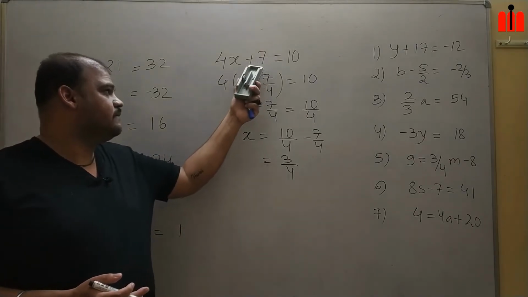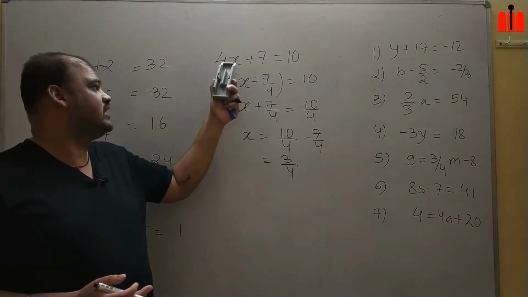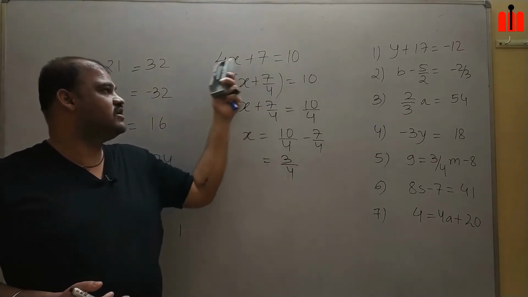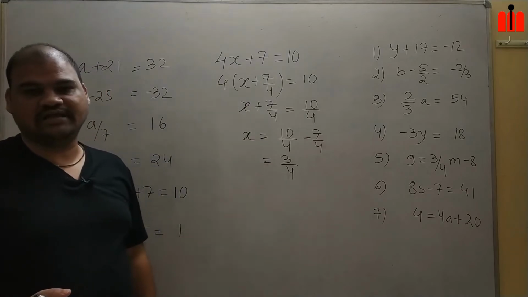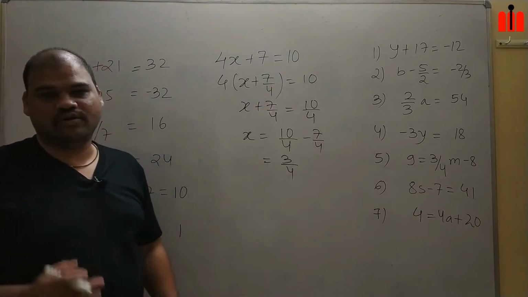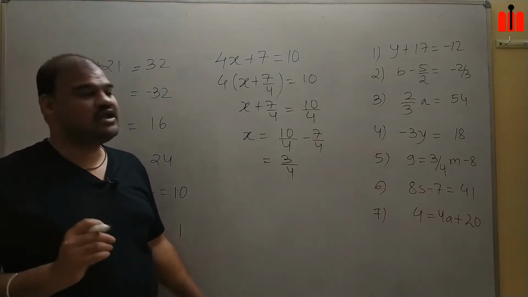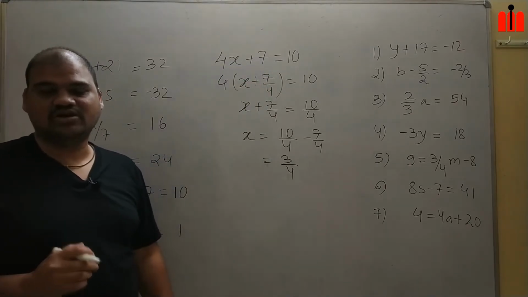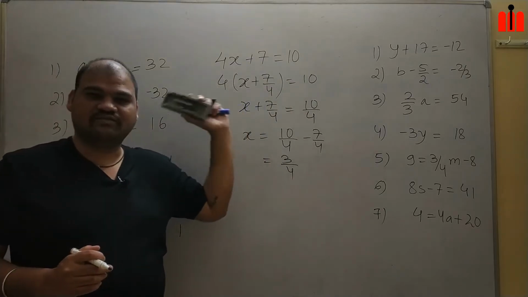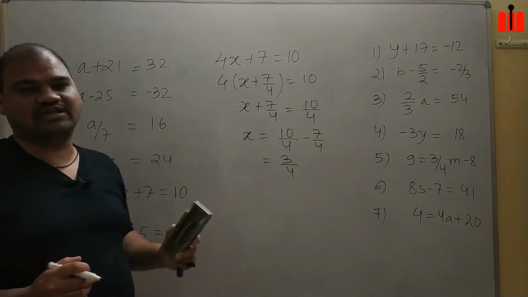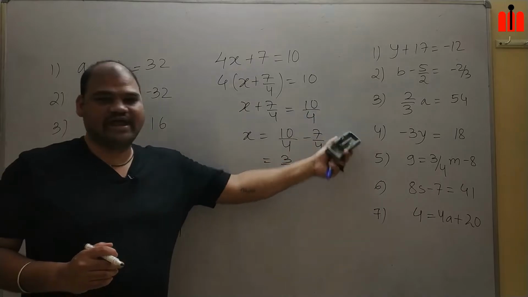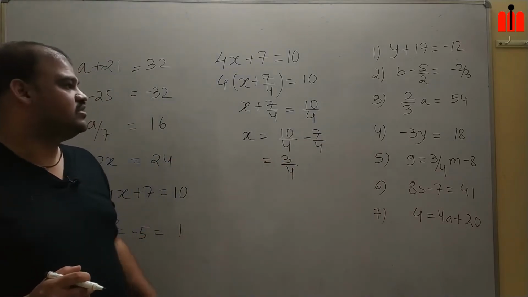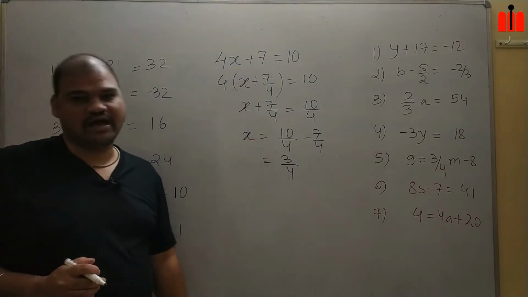And in another method, we had seen that we can't directly transfer 4 to RHS as division to the 10. Why? Because 4 is not a multiple of the entire LHS. To do such a transfer, it should be a factor of the entire LHS. Then only you can divide it to the entire RHS.